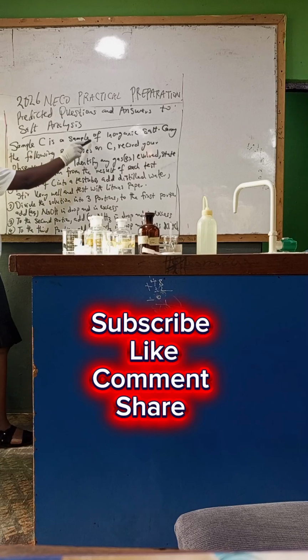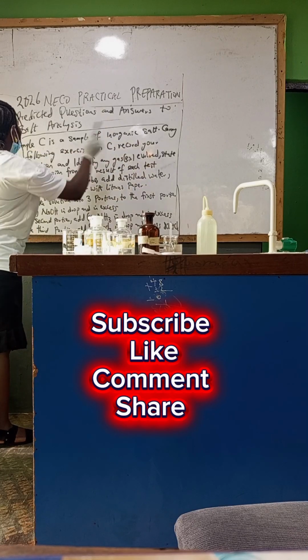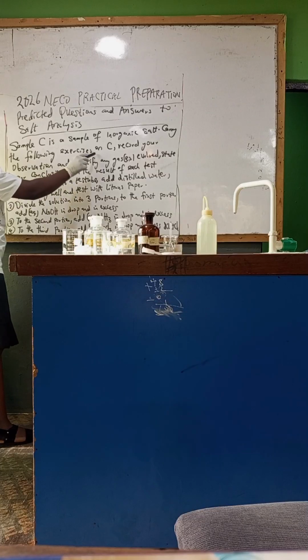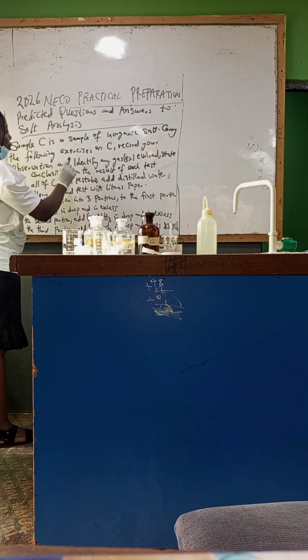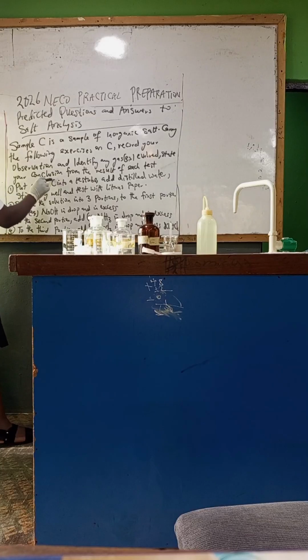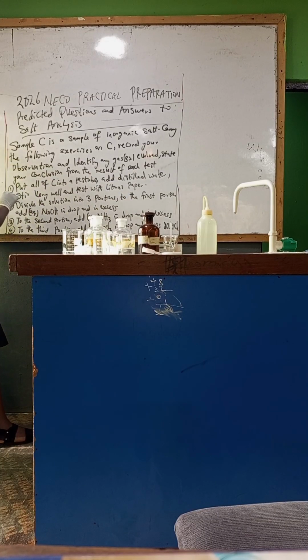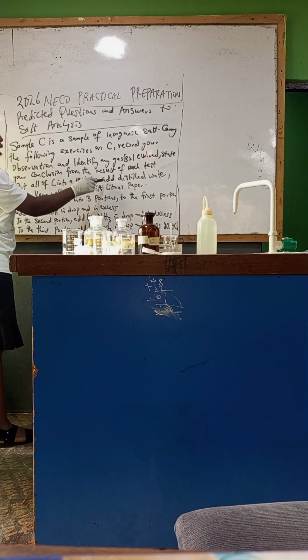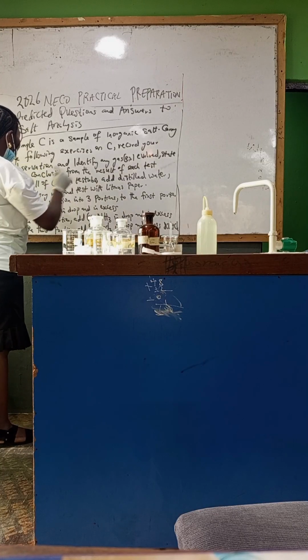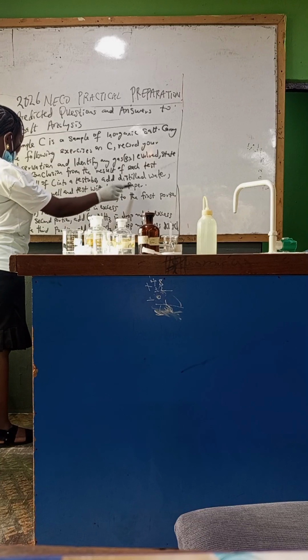Sample C is a sample of inorganic salts. Carry out the following exercises on C. Record your observation and identify any gases involved. State your conclusion from the results of each test. Number 1, put all of C into a test tube. Add distilled water, stir very well, and test with litmus paper.